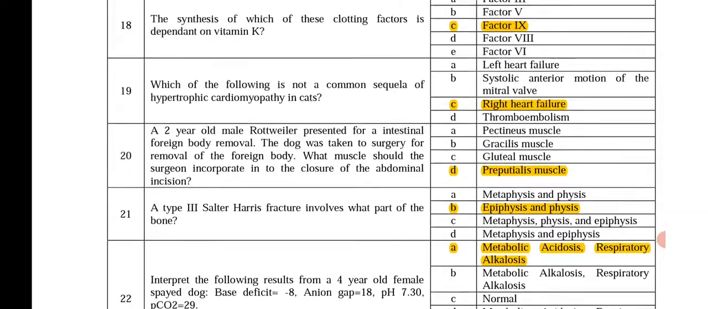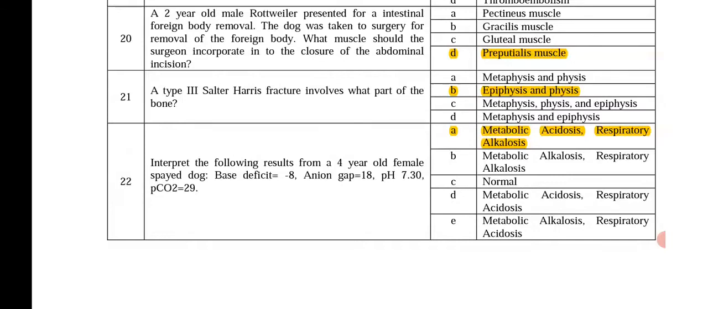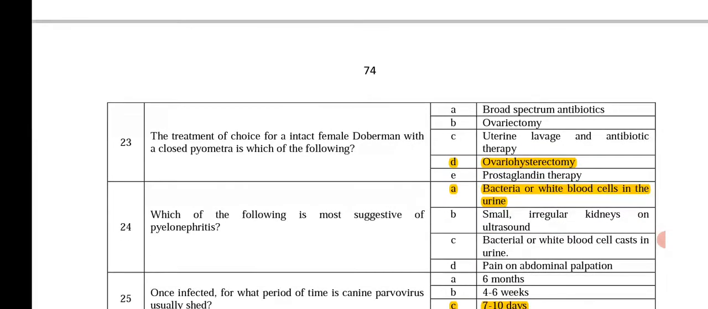Epiphysis and physis. Interpret the following results from a 4-year-old female spayed dog. Base deficit, anion gap 18, pH 7.30, partial carbon dioxide 29: metabolic acidosis, respiratory alkalosis. The treatment of choice for intact female Doberman with a closed pyometra is which of the following? Ovariohysterectomy.